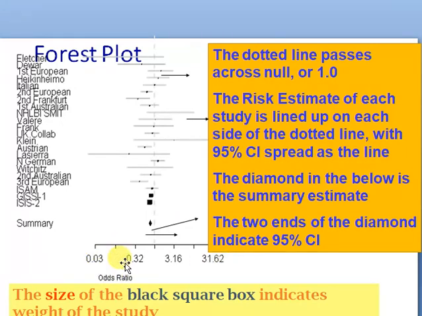Here is the confidence interval. The two ends of the diamond indicate the 95% confidence interval. The size of the black square box indicates the weight of the study.